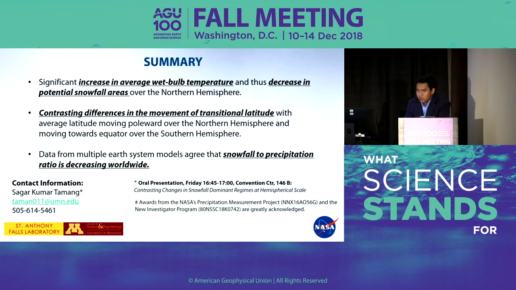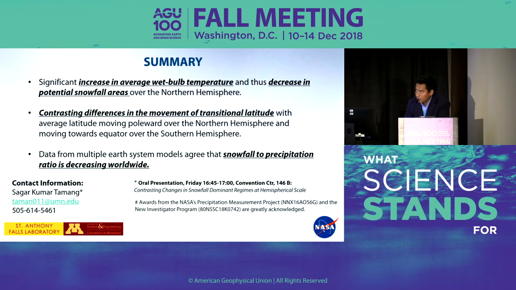So to summarize, in the northern hemisphere, we observed an increase in wet bulb temperature, thus decreasing the potential snowfall areas over the last 4 decades. And we also found that the two hemispheres' average transition latitudes movement is contrasting to each other, with the northern hemisphere transition latitude moving towards the North Pole, whereas the southern hemisphere transition latitude moving towards the equator.